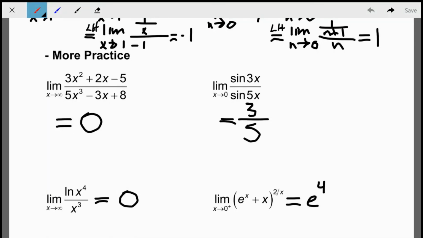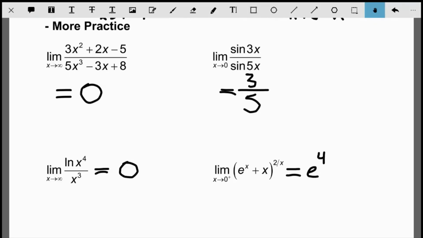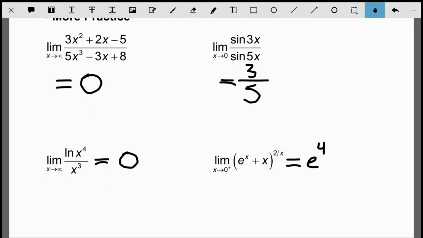All right, and then the last one is another one where we have the form 1 to the infinity power. And this would be another one where you would involve taking the log of the original function so that you can move the 2 over x down, create a rational function, and then apply L'Hopital's rule to that. You'll end up with a limit value of 4, and then just convert it back to e to the 4th.